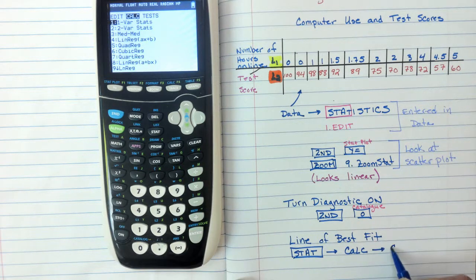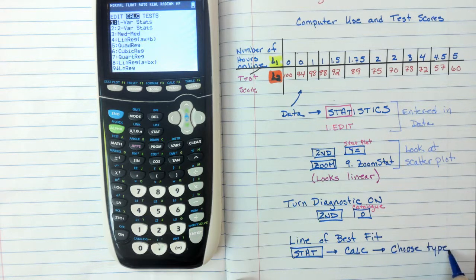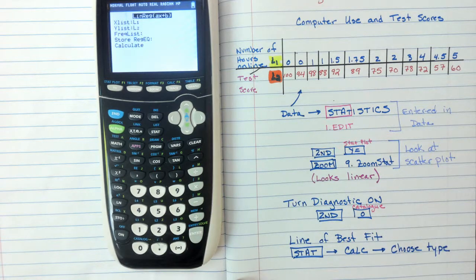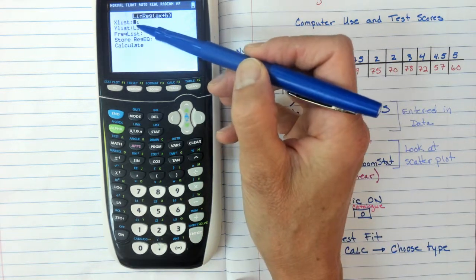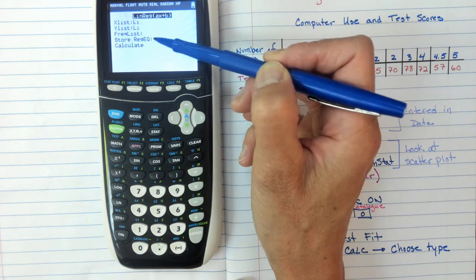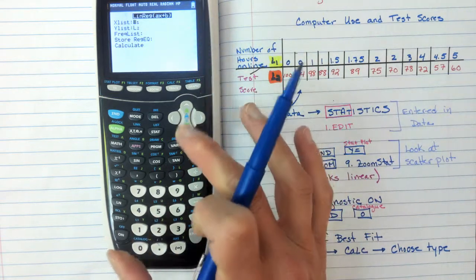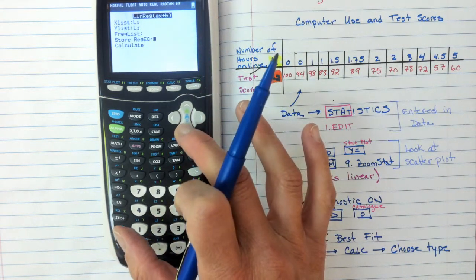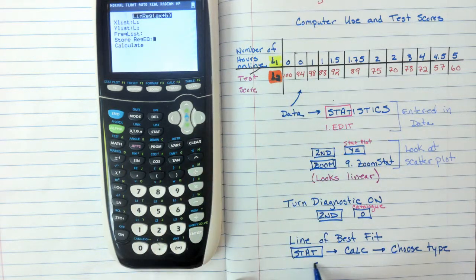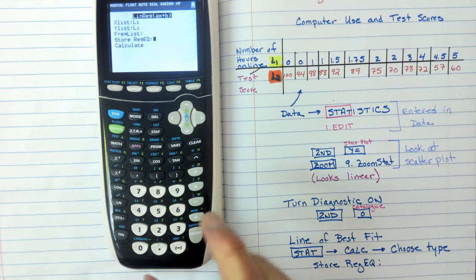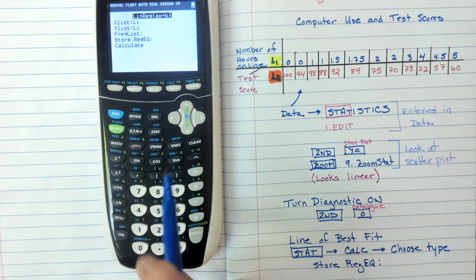So here I'm going to write choose type. That's why we look at what we have first. So for today we're going to choose a linear regression. I want list 1, list 2, and I want to store that regression for me. So now I'm going to go to store regression equation.